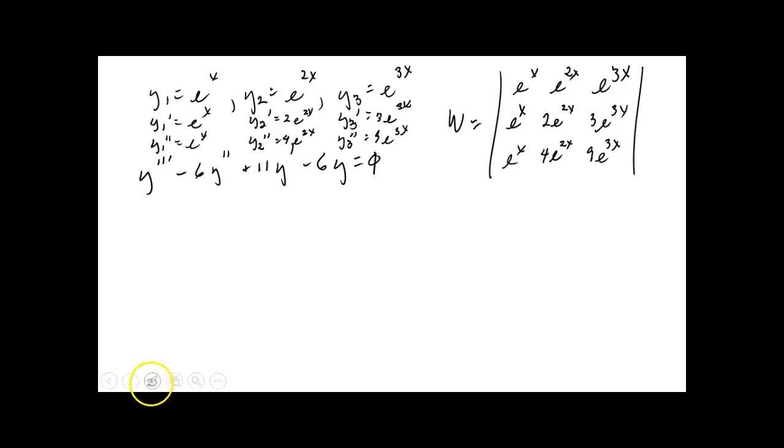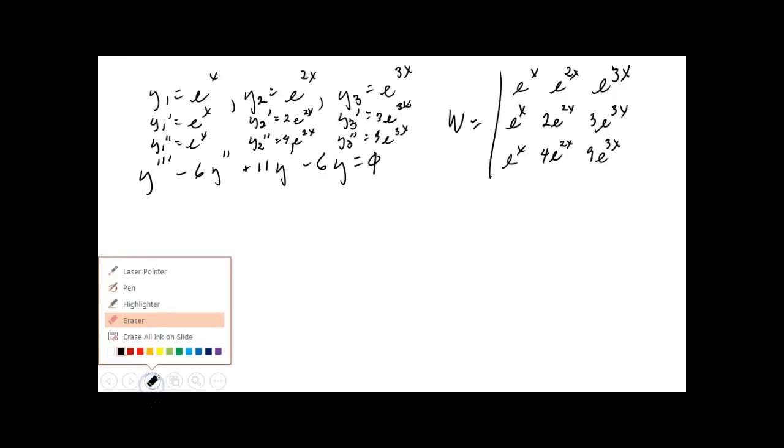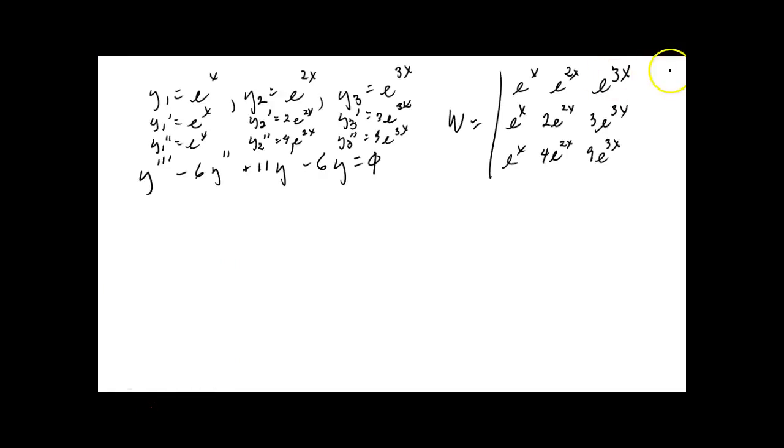I'm going to take out that last bar. Okay. And then you write the first 2 columns over again. E to the x, e to the 2x, e to the x, 2e to the 2x, and e to the x, 4e to the 2x. Okay? Now, what you do now is go down the main diagonals, multiplying as you go, and those are positive.